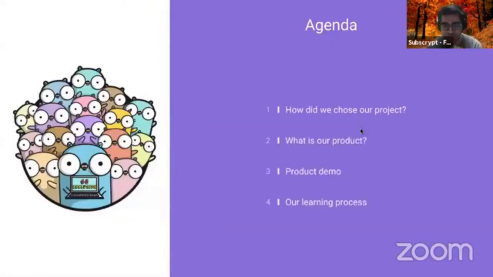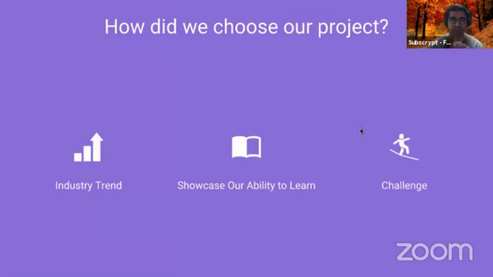But just a quick brief of what we'll cover. So we'll go over why we chose this project, what our product does, a brief product demo for you folks as well, and we'll cover our learning process so you guys understand how we got here. First things first, how did we go about choosing the project? We were looking at industry trends, and we wanted to pick a technology stack that's quite in demand at the moment, and especially as all three of us are quite keen on learning back-end technologies, we were looking into what suits that. We also wanted to showcase our ability to learn.